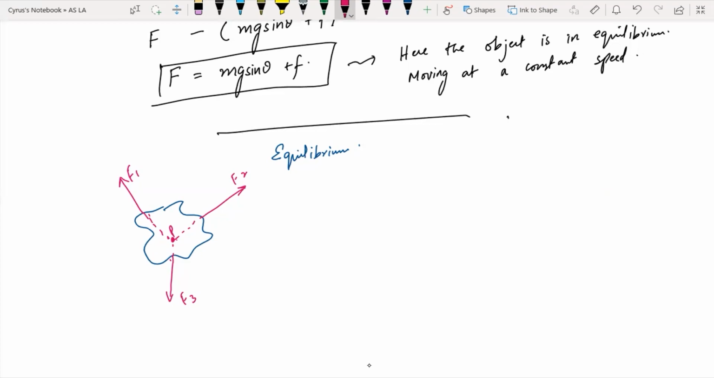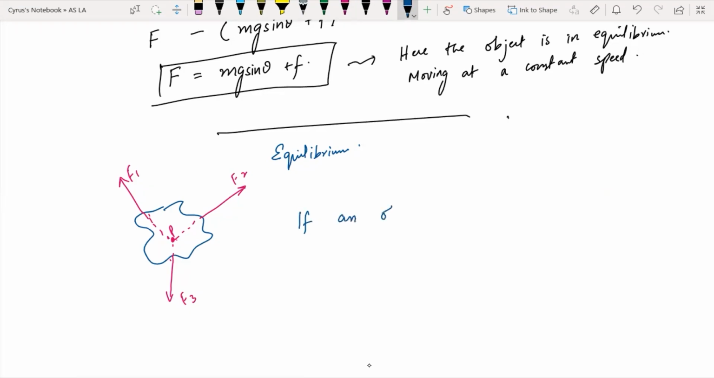So if an object is in equilibrium, you extend back its lines of action of forces, and if the lines of action of forces meet at a common single point, that means that object is in equilibrium. If it meets at a common single point, that means that it is in equilibrium. Otherwise, it's not.